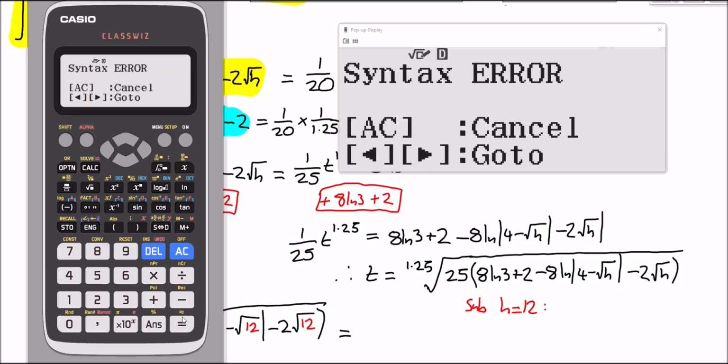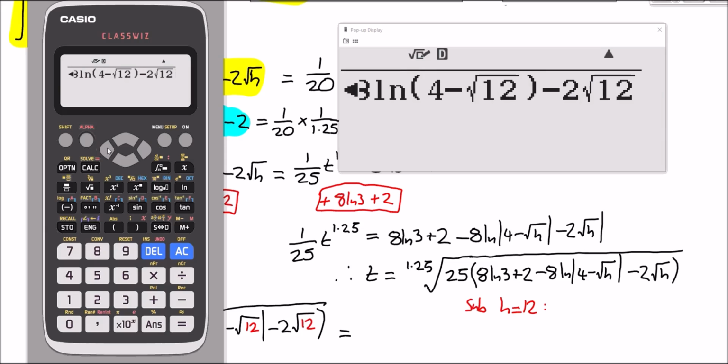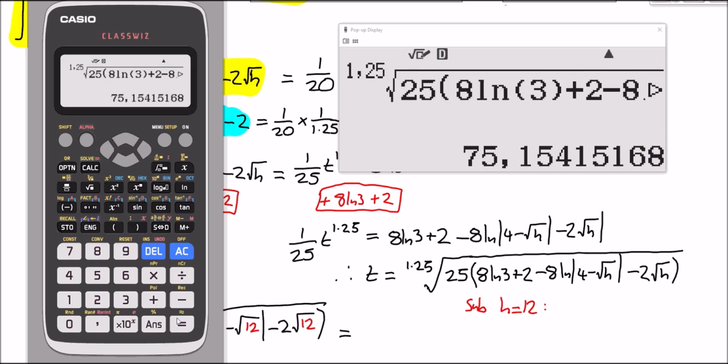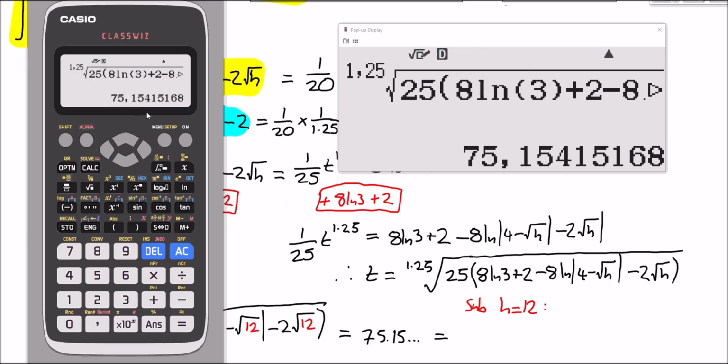Press equals, and we get syntax error, which isn't very useful. So why have we gone wrong? I don't think I've finished off closing my last bracket, have I? That's it. So I need to close that last bracket, like so. And I then get a figure of 75.15-ish years, which I'm going to round to 1 decimal place. I'm going to call that 75.2 years.